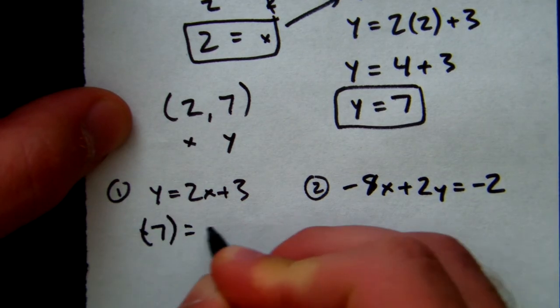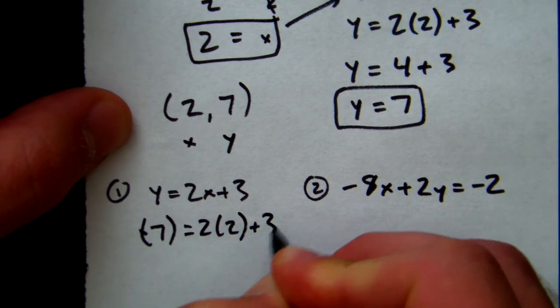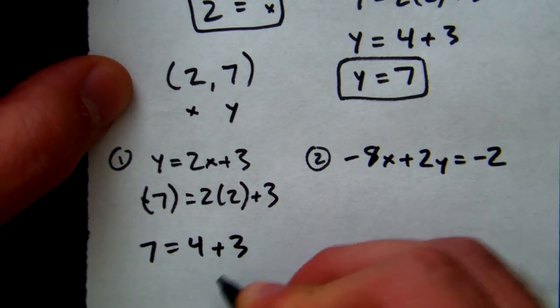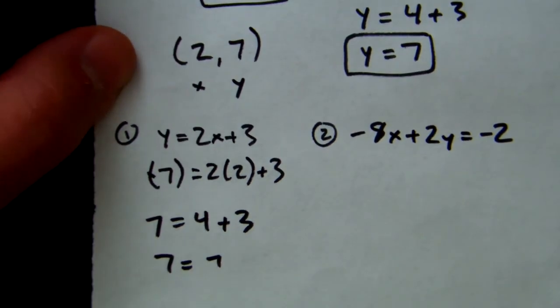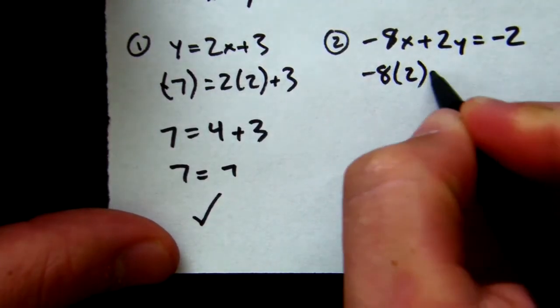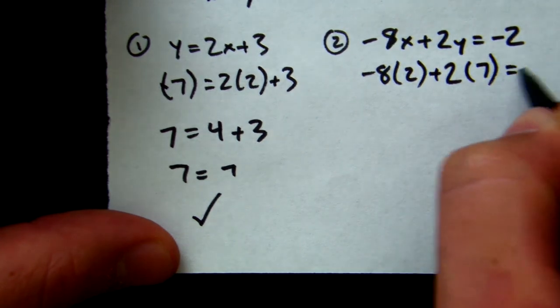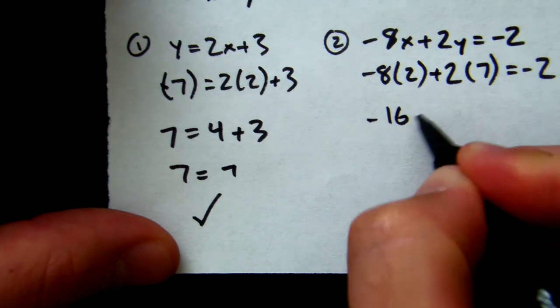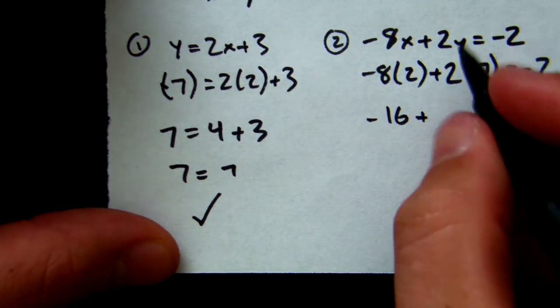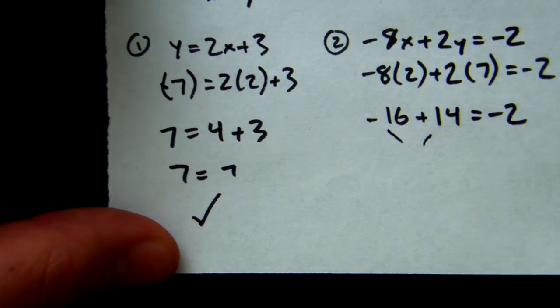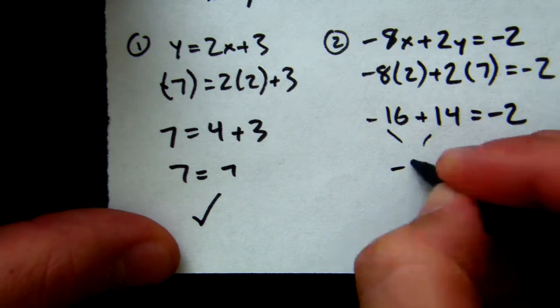So 7 equals 2 times 2 plus 3. And let's just do this one first. So 7 equals 2 times 2 is 4 plus 3. 7 equals 7. You know it's true if you got the same number on both sides of the equal sign. We are good to go with that one. Let's try this one. Negative 8, I'm going to plug in 2. Plus 2, I'm going to plug in 7 for y equals negative 2. So negative 8 times 2 is negative 16. Plus 2 times 7 is going to give us 14 equals negative 2. Well, if I do negative 16 plus 14, well, that's negative 2.